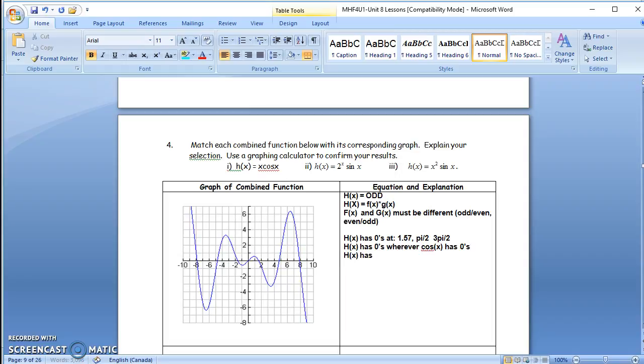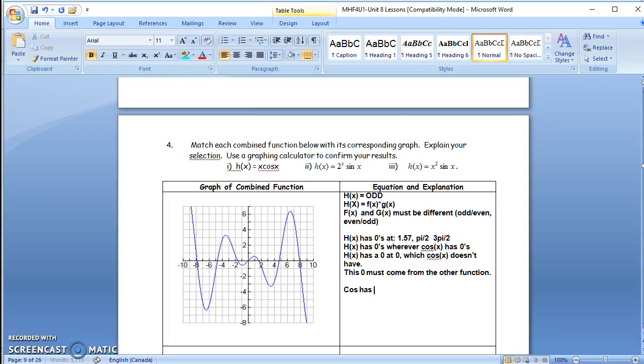I also notice that h of x has a zero at 0, which cos x doesn't have. This 0 must come from the other function. Okay, this is very important. So we're looking at this and we're going, it has a 0 in the same place cos has a 0. So cos is part of the equation. It also has a 0 at 0 itself, which means the other part of the equation has to be giving it that 0, right? This has to be explaining where that's coming from.